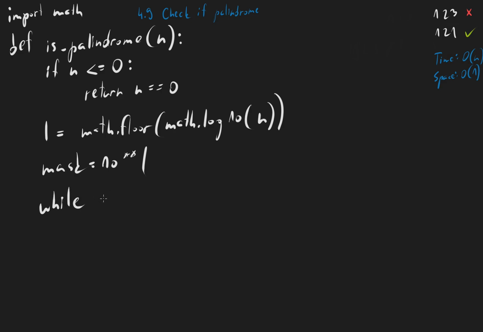While n is not 0, we need to just get the least significant digit, which is this one here. We get this by just taking the number modulo 10. The most significant digit is, as we said, n divided by mask. And now if those two numbers are not the same, we don't have a palindrome, right? We can just return false.